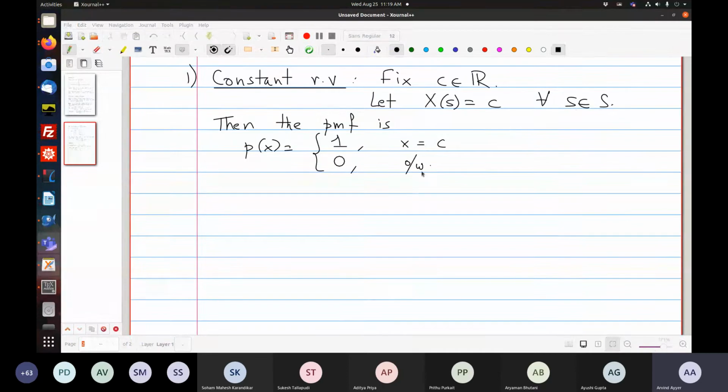So maybe this talk about sample space confused you. It just takes value C, so it doesn't matter what the sample space is. We just care about its value and the corresponding probabilities, because it takes the value C for every element of the sample space, and we know the probability of S is 1. Therefore, it takes value 1 at x equal to C. Okay, is this point clear?